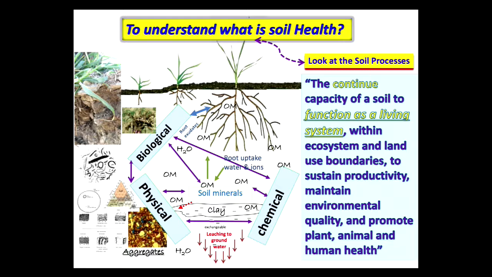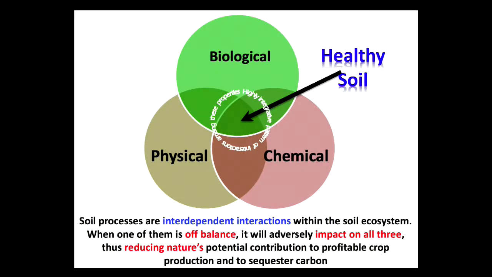You Google it, and you will find a lot of definitions of what soil health is. But this one here is the one that I like the most because it's the continued capacity of a soil to function as a living system. If the soil is alive, it has good health or has bad health. If the soil is dead, it has no biology in there, as simple as that. So we need to think about all of these processes in the soil as interrelated. And in this area where everything is in balance or in equilibrium is when we can say that a soil is healthy.